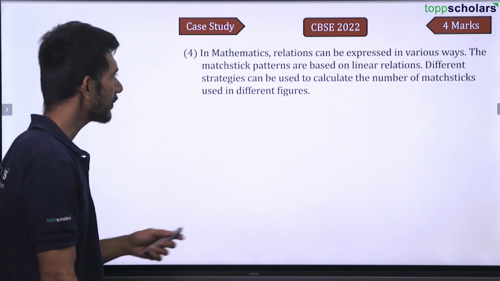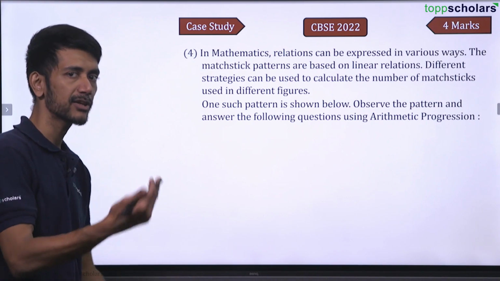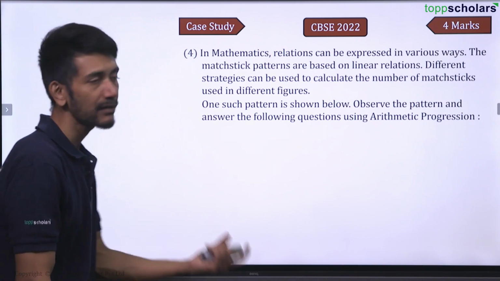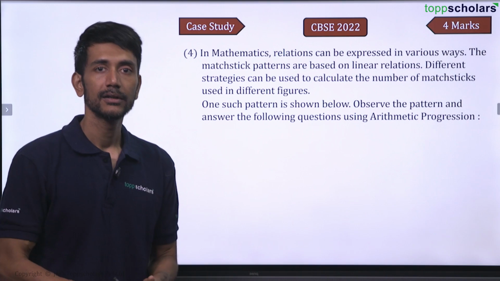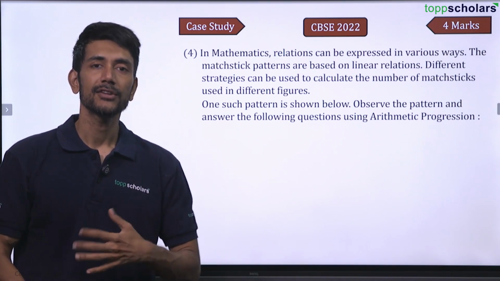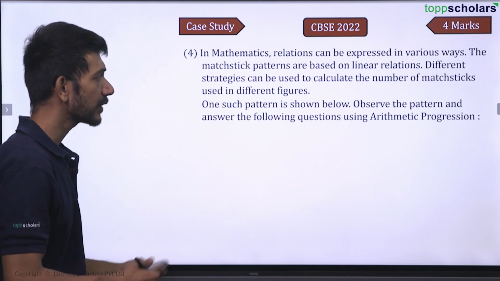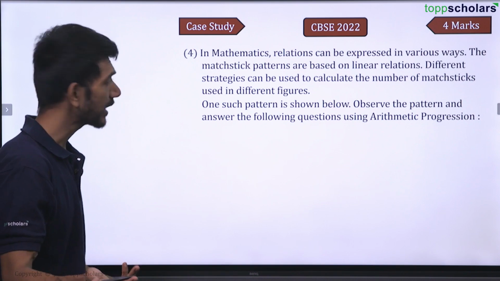It says, in mathematics, relation can be expressed in various ways. Obviously, we know relations can be expressed in various ways, like we have also seen in linear equations. Say, for example, right now you're watching me. I can say that my age is double of your age, right? That is a relation. Geometrically also it can be expressed.